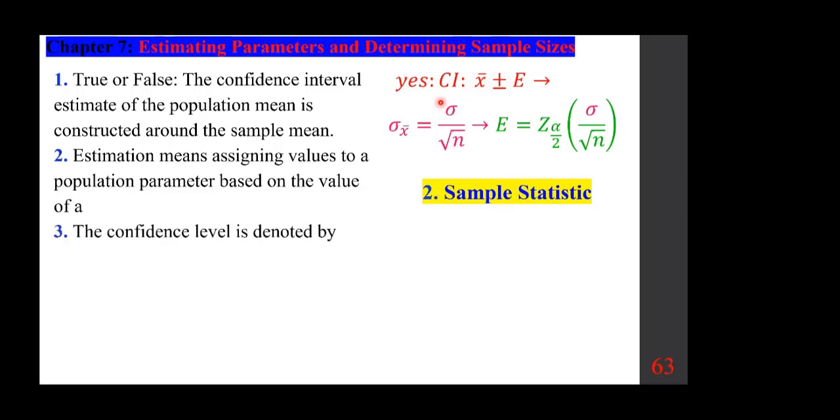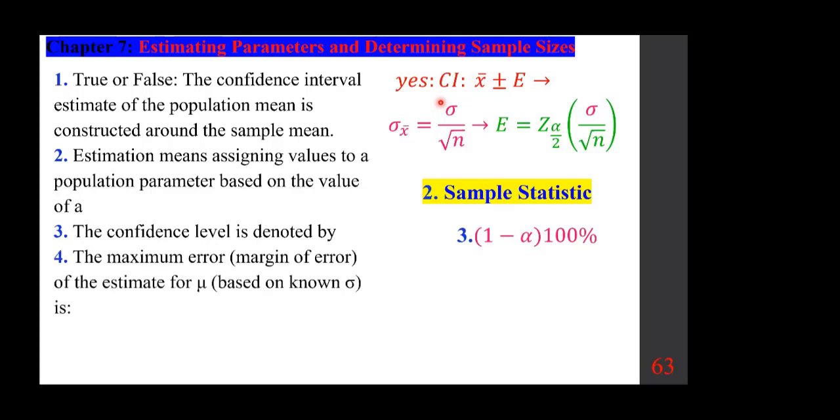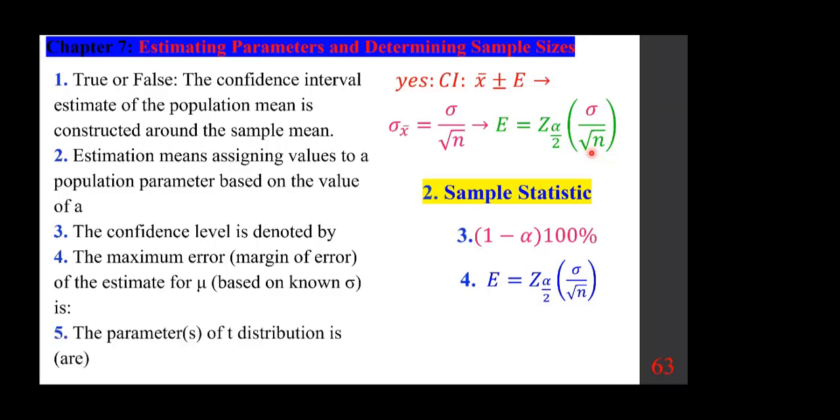The confidence level is denoted by 1 minus alpha, or 1 minus alpha 100%. The maximum error or margin of error, when sigma is known, is the formula that is up here: Z alpha over 2, sigma over square root of n. The parameter of the t distribution is only degrees of freedom, and degrees of freedom is most of the time, not always, in some cases it's not, equal to n minus 1.